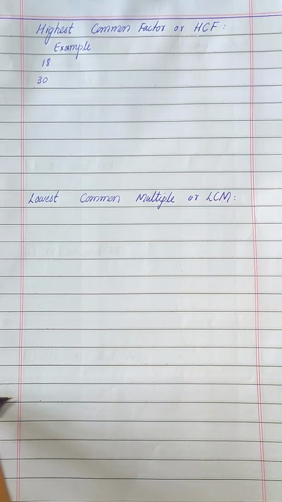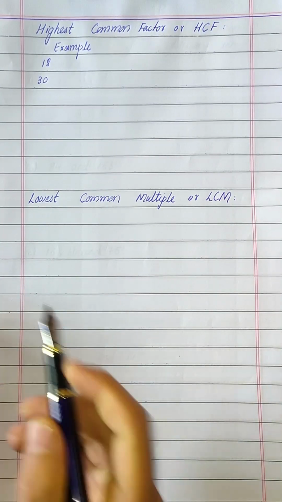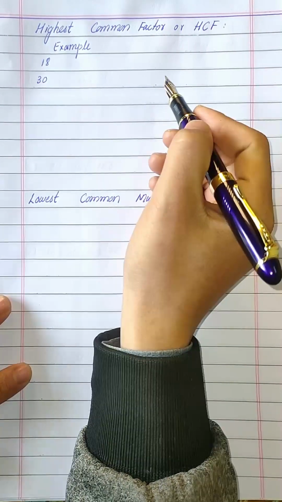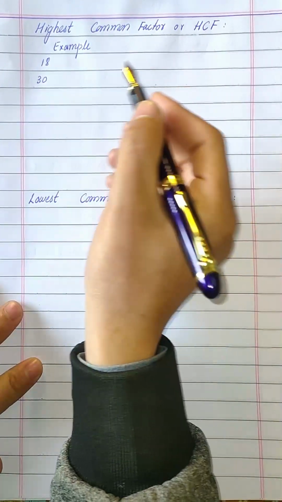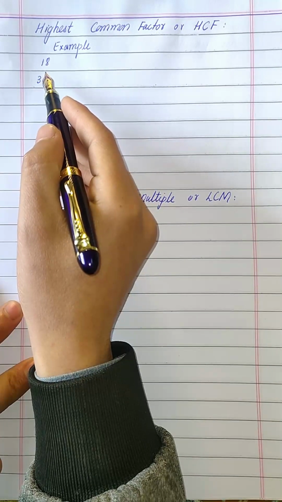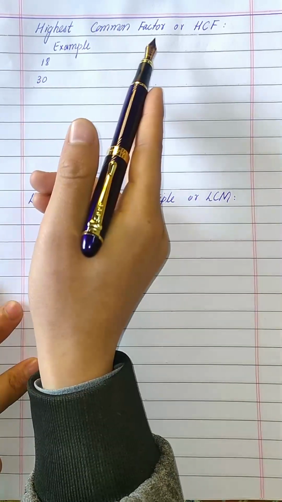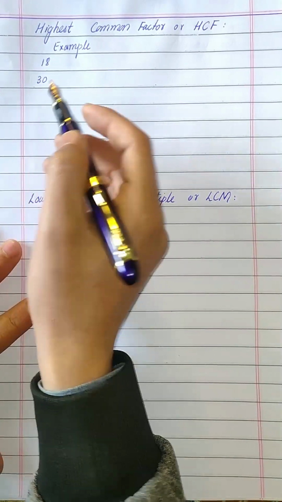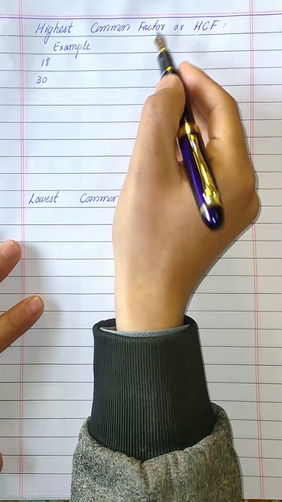Exercise 1b. The topic for exercise 1b is highest common factor, which is known as HCF. So what is the highest common factor? We will understand this topic with the help of an example. Suppose we have to find the highest common factor of 18 and 30. First of all, we need to understand what a factor is.